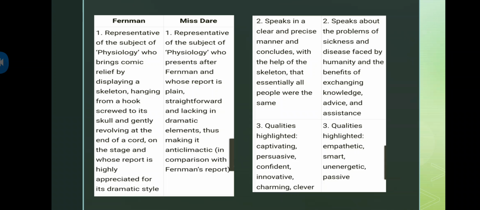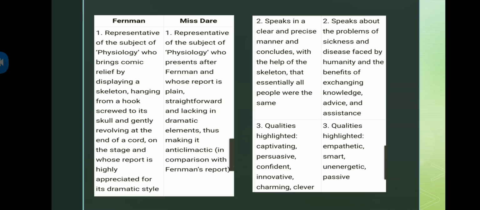At the same time, Miss Dale, a representative of the subject of physiology, presents after Furman, and her report is plain, straightforward, and lacking in dramatic elements, thus making it anticlimactic in comparison with Furman's report.